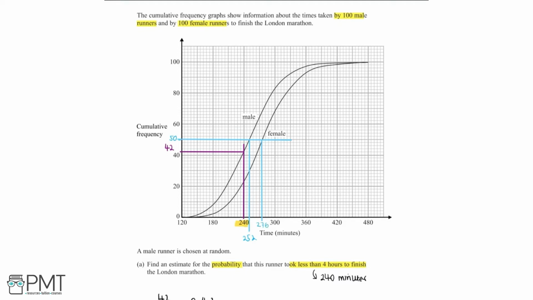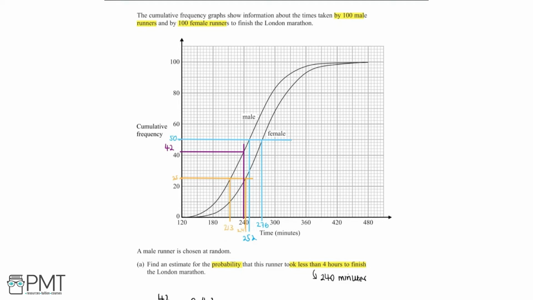Now we can work on finding the interquartile ranges for both the male runners and the female runners. To do this, we need to find both the lower and upper quartiles. We'll start by finding the lower quartile. The lower quartile will be found at the point at which the cumulative frequency is equal to 25, which we can identify to be over here. Doing the same thing as we did for the median, we can draw a horizontal line at this point, and then draw 2 vertical lines downwards. We can see that the lower quartile for the male runners is equal to 213, and the lower quartile for the female runners is equal to 243.